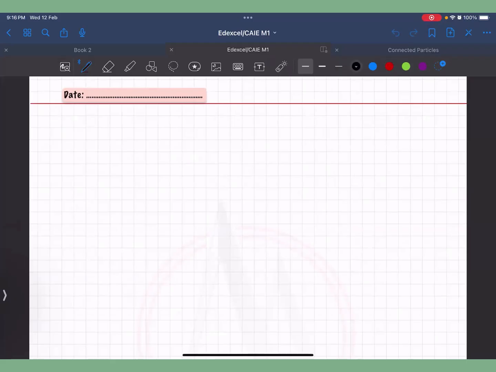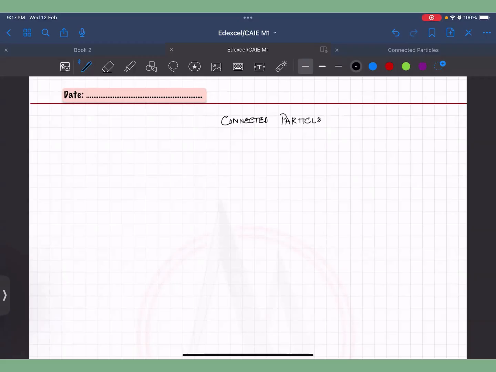Okay. So we have a new topic today. We have connected particles. This is simply, you can say, an extension to the previous things that we have done. We know how to resolve forces. We know how to work with friction. We know how to do F equals ma. We know how to do kinematics. So when you combine all of these things together, this is another situation where all of these things can be combined. We call it the chapter of connected particles.